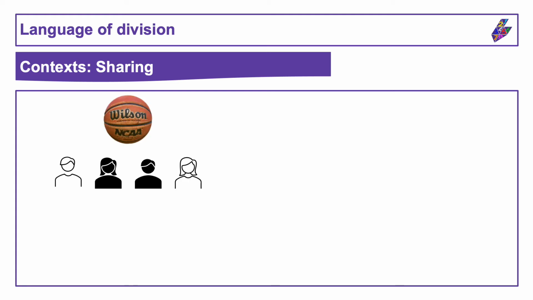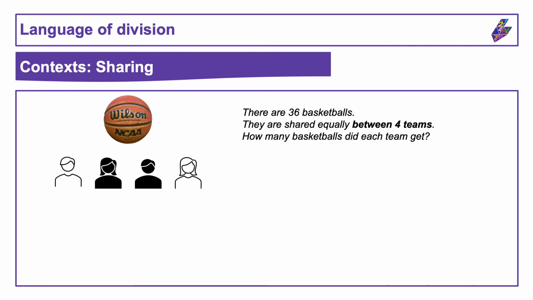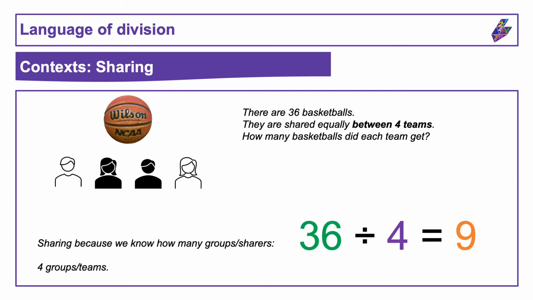If we look at this from a sharing context, we might say there are 36 basketballs. They're shared equally between 4 teams. How many basketballs did each team get? It's a sharing context because we know how many groups or sharers there are, and we're trying to work out the amount per group. Our equation for the problem is 36 divided by 4 equals 9.